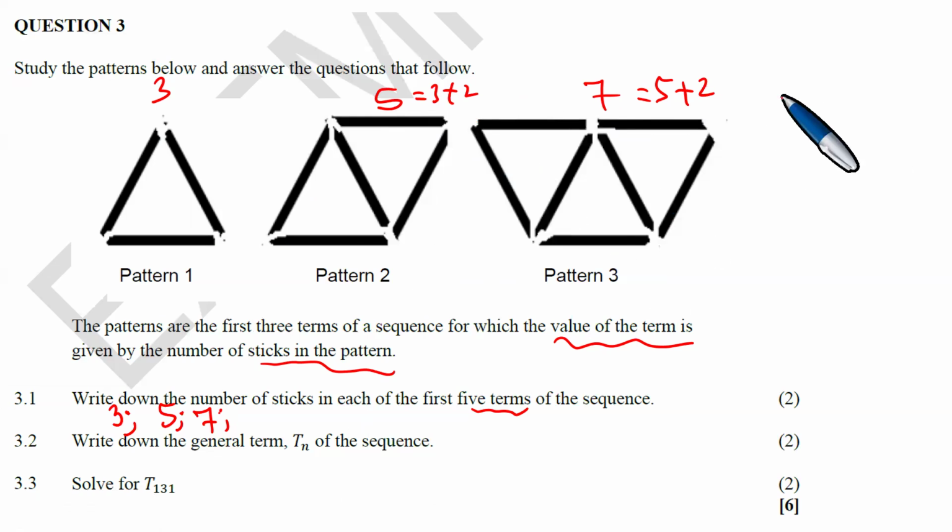So what is the next one, Paul? It's going to be 7 plus 2, which is a 9. Next is going to be what? 9 plus 2, 11, and so on. Good. So this one is going to be exactly 9 and then 11. So obviously, these are 1, 2, 3, 4, 5. And write down the number of sticks in each of the first 5 terms of the sequence. And we've just done that exactly. Correct. So we're done. Because there are 1, 2, 3, 4, 5 of them. Okay. Right. So we're good.